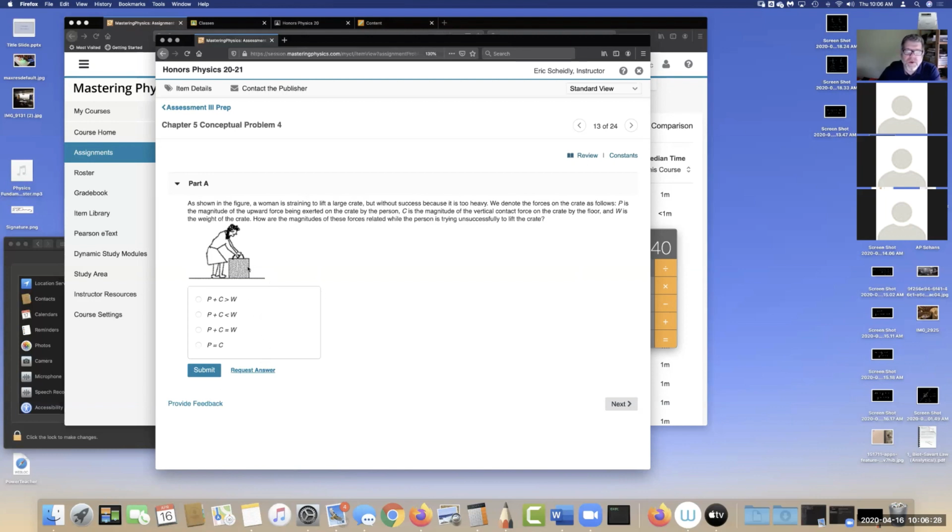Well, the acceleration of the crate is equal to 0 because she's not successfully lifting it. So the acceleration is 0. That means the forces that act upward are equal to the forces that act downward. This, I feel, is a confusing question because all of a sudden there are these greater than or less than signs. I want to point out that Newton's second law doesn't say the sum of the forces is greater than ma. It doesn't say the sum of the forces is less than ma. It says the sum of the forces is equal to ma.